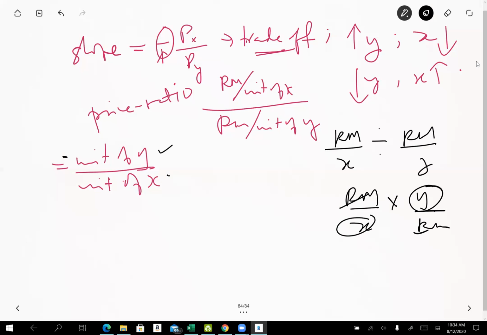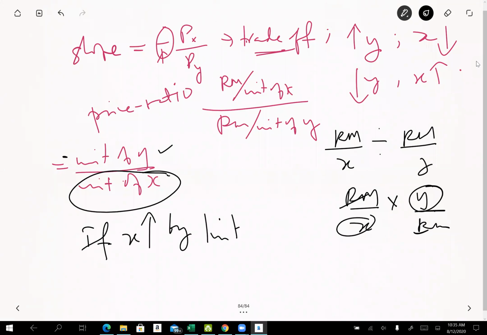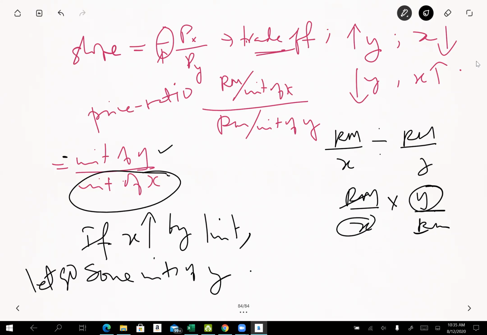Okay? And you have a negative sign here. So that means if I want to increase X by 1 unit, if I want to consume 1 more unit of X, then what should I do to Y? I have to sacrifice, I have to let go some units of Y, because it's a trade-off. Trade-off means if you want to have one good more, you have to have less of the other good, given the fixed income. And that amount of Y that you let go will be given by the price ratio.